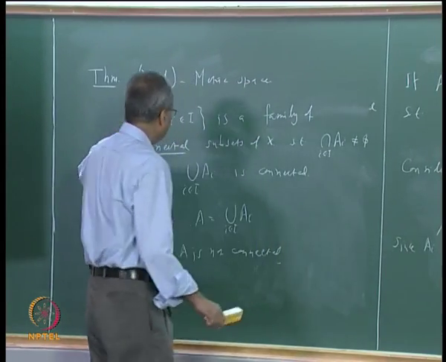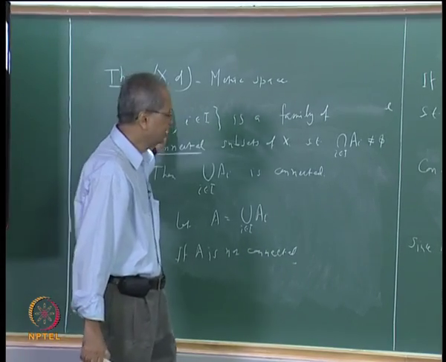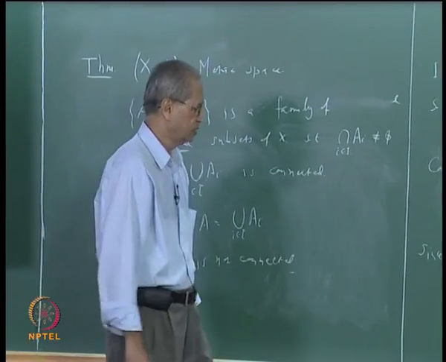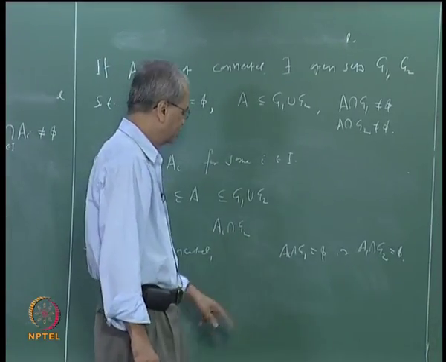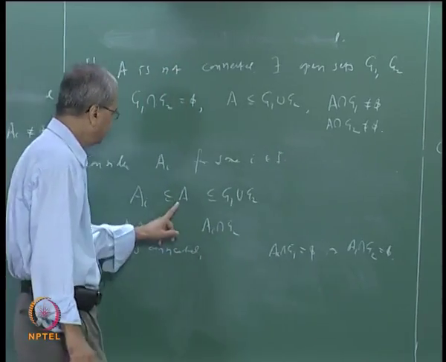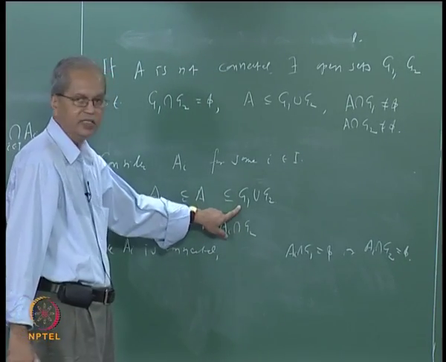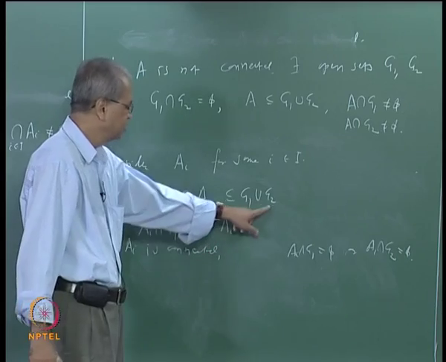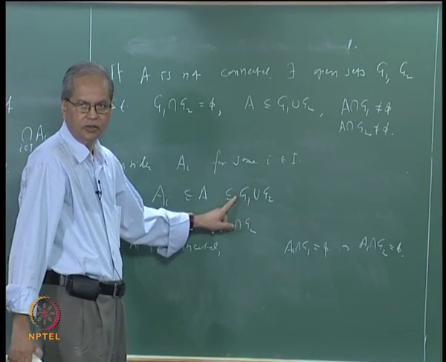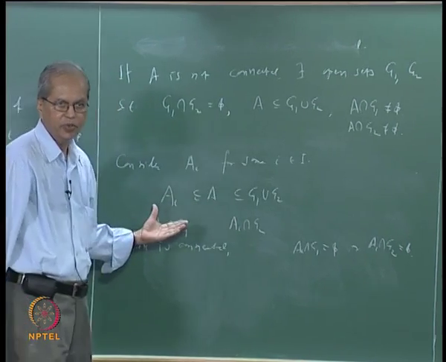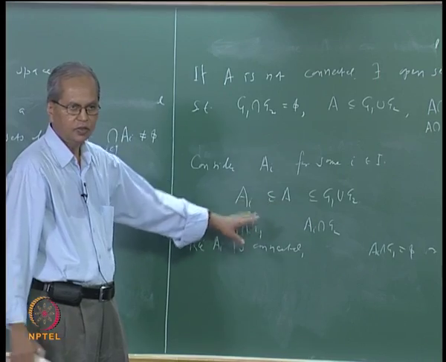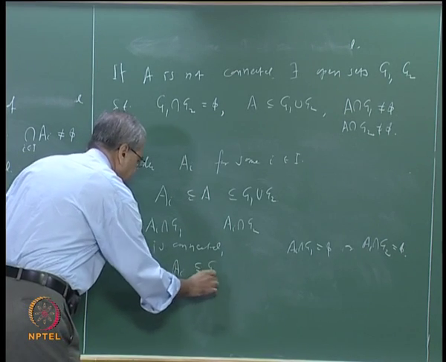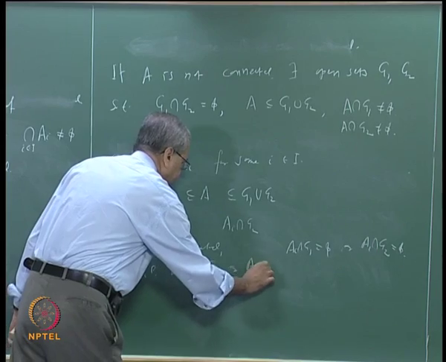Remember, none of these Ai can be an empty set, because in that case this intersection would have been empty. So each Ai is non-empty. But what is the meaning of this? Suppose Ai intersection G1 is empty, but Ai is contained in G1 union G2. So if its intersection with G1 is empty, then it must be contained in G2. Similarly, if its intersection with G2 is empty, then it must be contained in G1. That means Ai is contained in G1 or Ai is contained in G2.